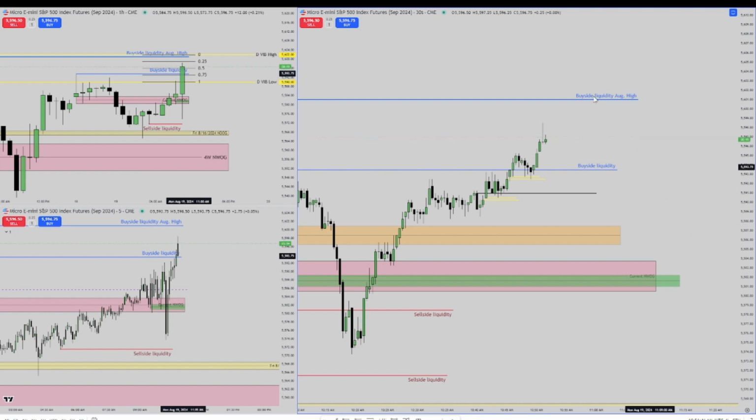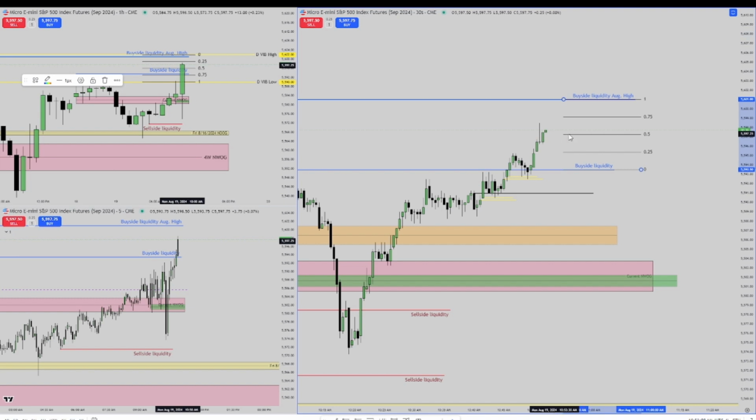You can't tell me that that's random. So 50% between this blue line and this blue line, that's where we're at right now. So you see this wick. If you go here, we'll go from here to here. We're right at 50%. We want to see it trade to the 0.75%.